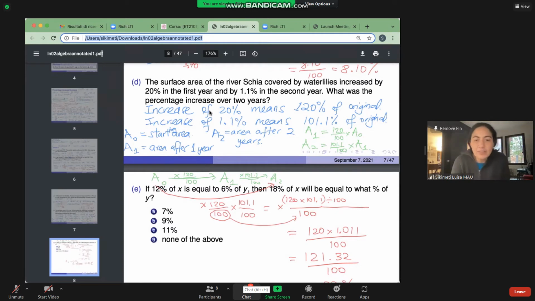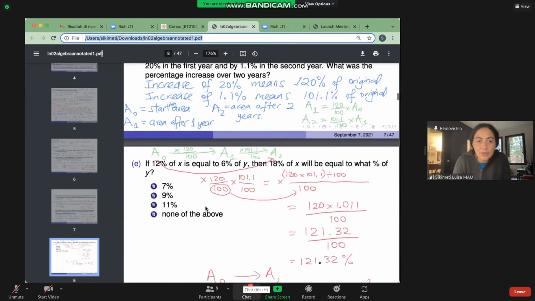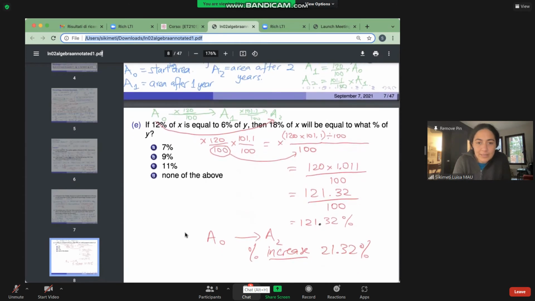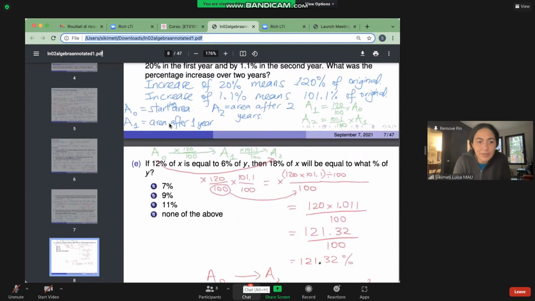Okay, so an increase of 20% means that it's 120% of whatever you started with. And your increase of 1.1% means 101.1% of what you started with. So this is what I went over here. Let me see if I can annotate over here. I'll go with orange.